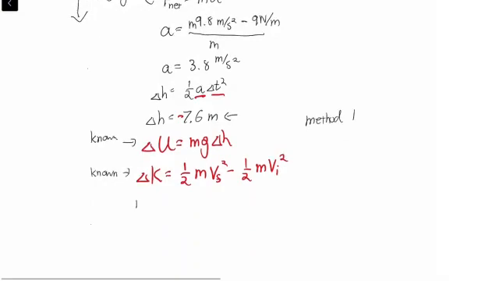Method two is, once I have delta H, I know how far the block dropped, and therefore I know the total work done.